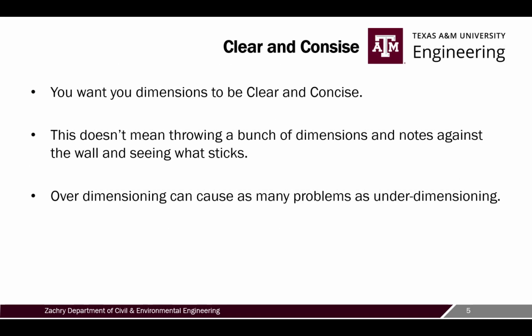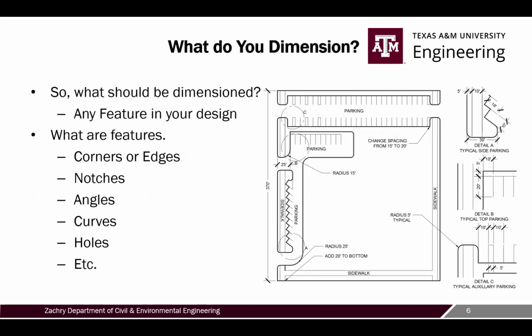So what do you want to do? You want your dimensions to be clear and concise. So you want people to be able to see them, to understand what they are, what they're identifying, but you also want it concise. You don't want to overdo it. So that doesn't mean that you're going to be throwing a bunch of dimensions and notes against the wall and seeing what sticks, because over-dimensioning can cause as many problems as under-dimensioning.